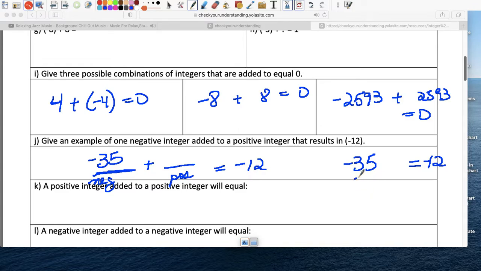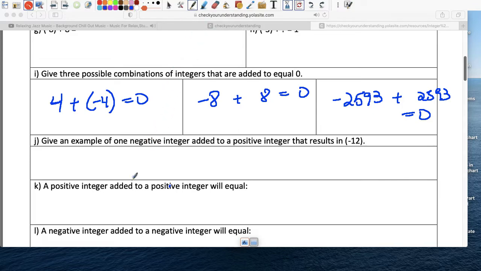Well, I can add 23. So if I add negative 35 and 23, would that give me negative 12? Yeah, it can.